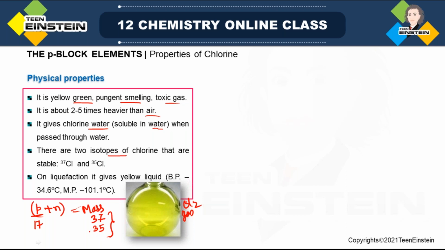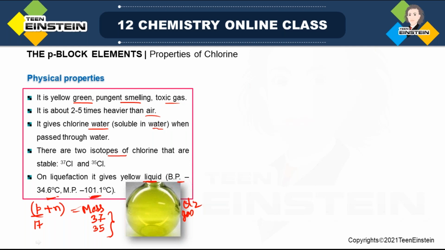Two possibilities are there. On liquefaction, it gives a yellow liquid, and the boiling point is 34.6 degrees centigrade. Okay, so it is very, very low, and as the boiling point is this, the melting point must be further lower than this.